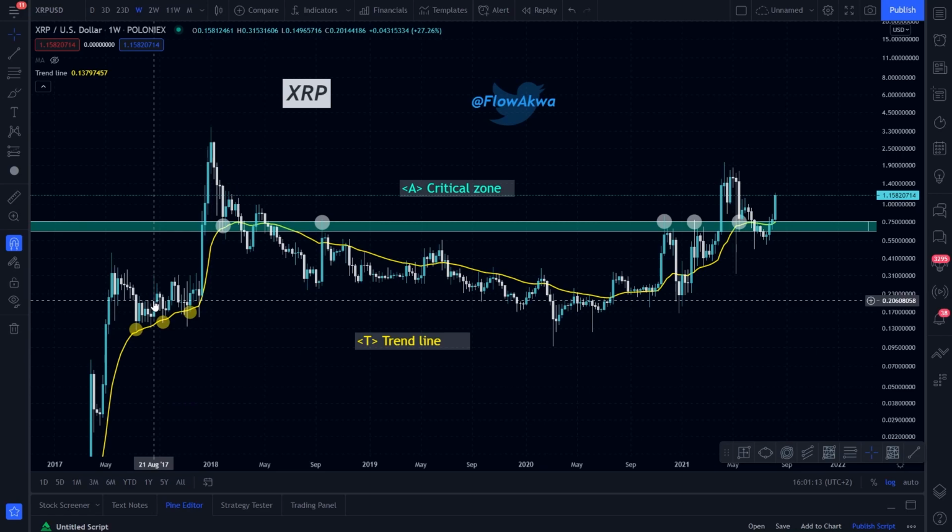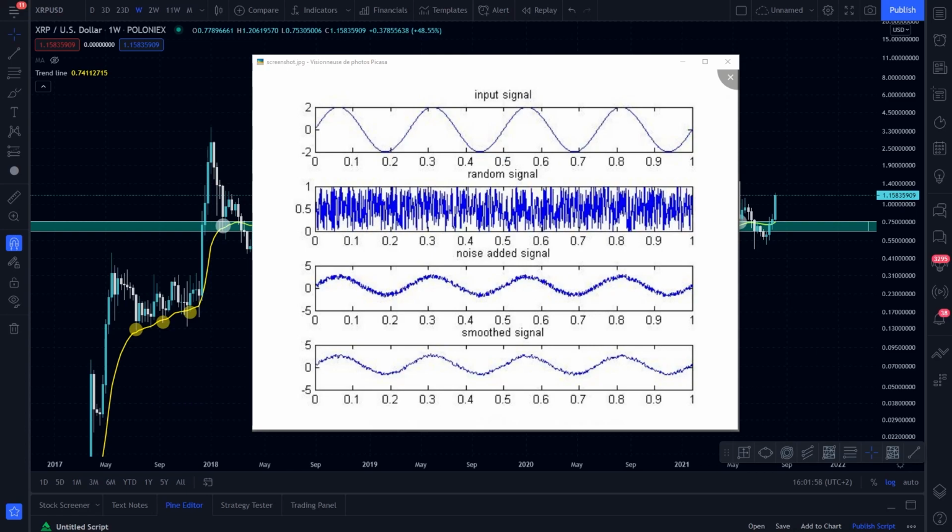Can you see the price chart as a sound wave? This is getting interesting, guys. Earlier we saw 4 sound waves. 1. The sine wave input signal. 2. A noise signal. 3. A noisy input signal. 4. A filtered sine wave with less noise.